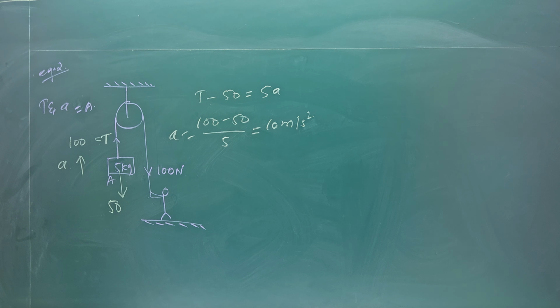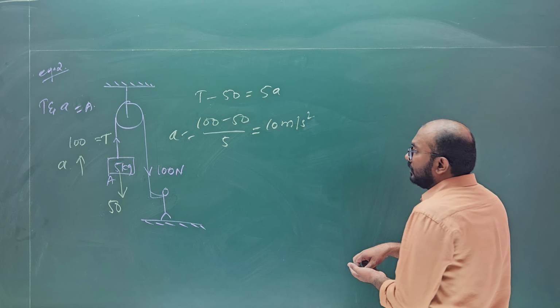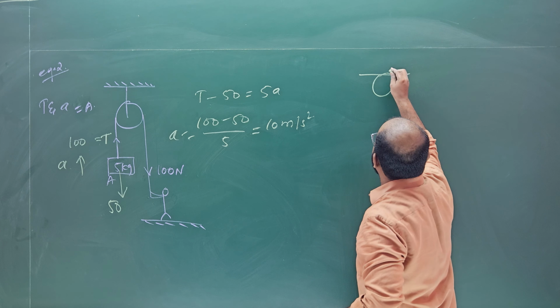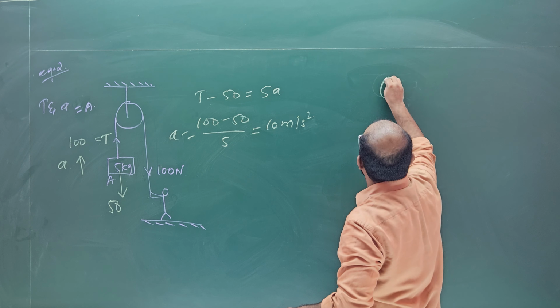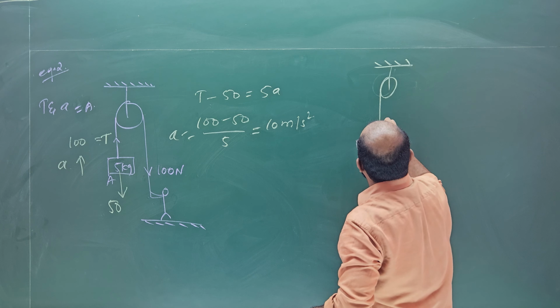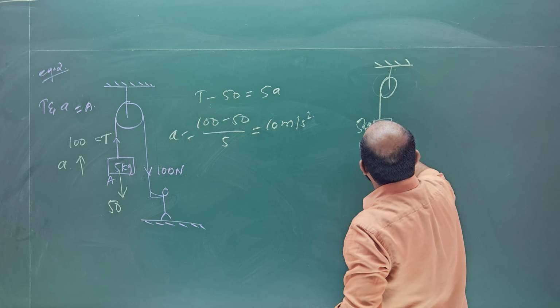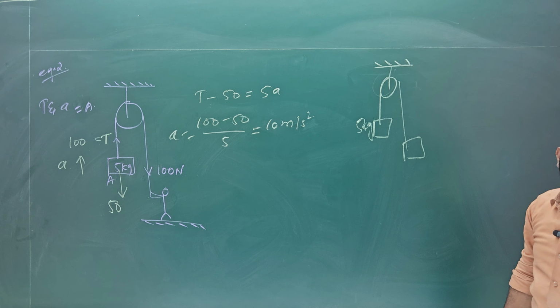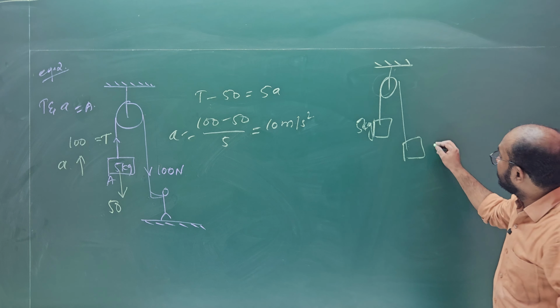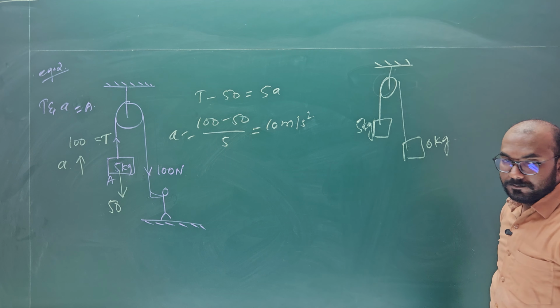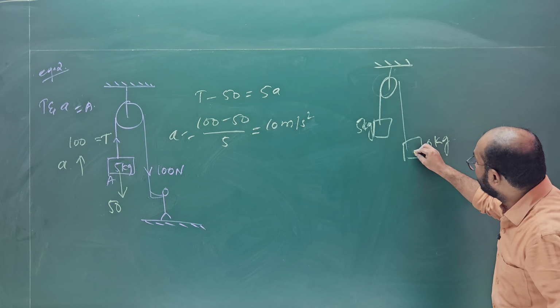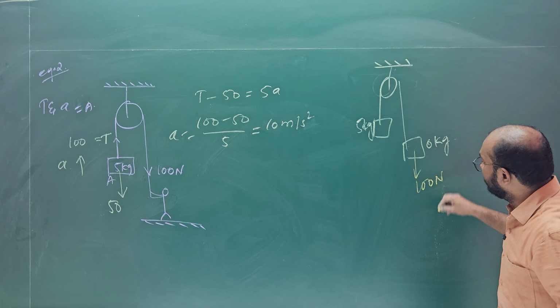How did it come? Okay, let's take it this way. He is applying a force of 100 Newton. So this is your pulley, and this one has a mass of 5 kg, and one more mass we don't know. But what is the mass of the string? 0. So this is 0 kg. On 0 kg, the force is in the downward direction, 100 Newton.